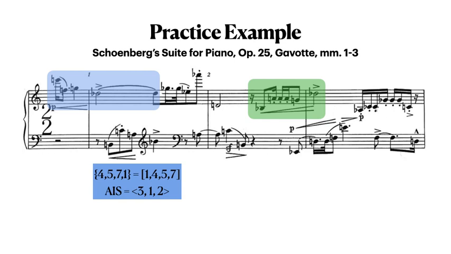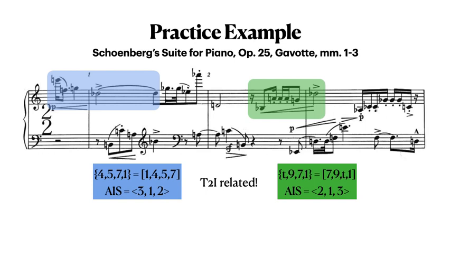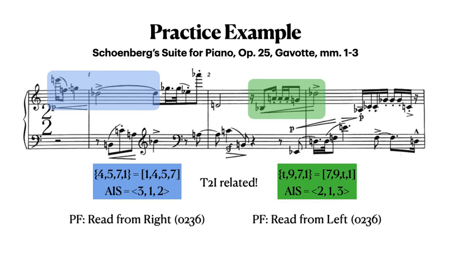You should have found the blue segment to be 1, 4, 5, 7 in normal order. That looks familiar. It's almost as if Schoenberg is using this motivic set in multiple movements of this work. Hint, hint, he definitely is. The green set is 7, 9, 10, 1 in normal order. By checking out the AIS, we can see they are inverses of one another and are therefore inversionally related. You can even see on the score how they look like mirror images of one another. Did you find them to be T2 of I related? With that relationship, you should have found the prime form to be 0, 2, 3, 6, where you have to read from the right on the blue segment.